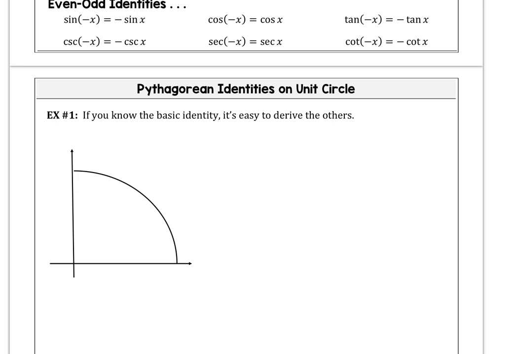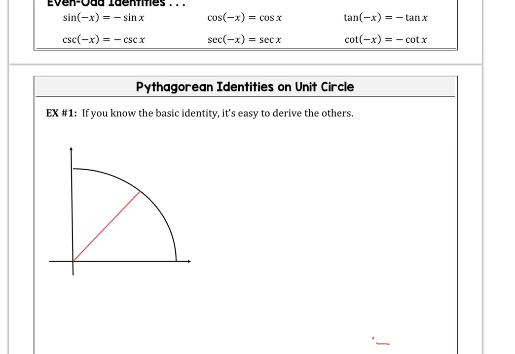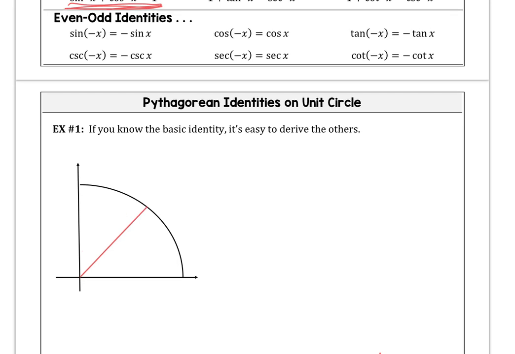If we know that basic identity and we have a right triangle, I'm just going to sketch one really neatly in here. So I've got a hypotenuse or a terminal angle here. We're dropping that perpendicular back down to the x-axis, and we know that the sine of theta is the y value. We know that the cosine of theta is the x value. We have this terminal point here, (x, y), and our angle we're calling theta.